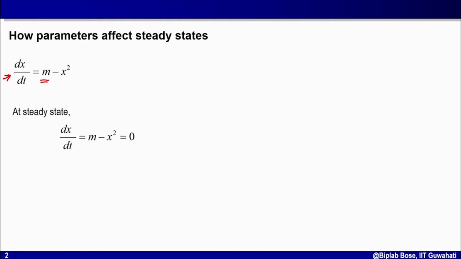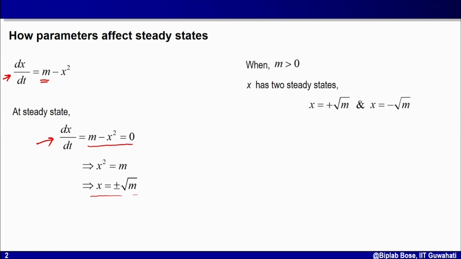So, let us start the steady state analysis for this ODE. We know for steady state, the derivative should be equal to 0. That is dx/dt equal to 0. That means m minus x square is equal to 0. So, let me separate out x and m. I take x on the left hand side. I get x square equal to m. That means my steady state solutions are x equal to plus minus square root of m. So, I have two steady state values.